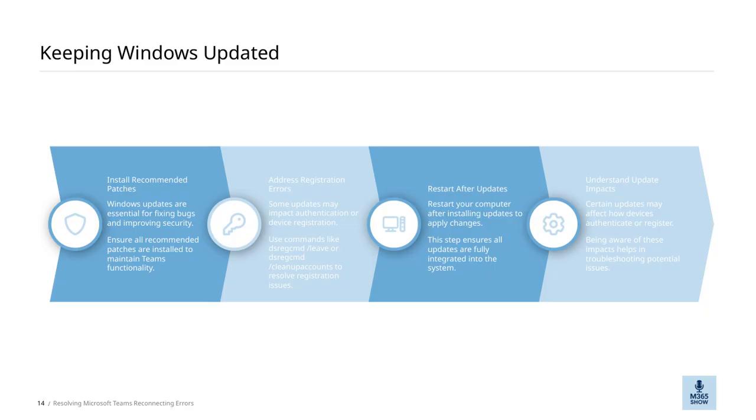Finally, remember that Windows updates are essential not only for fixing bugs, but also for improving security. To keep Teams running optimally, make sure all recommended patches are installed. Staying current with updates is a vital part of maintaining a reliable and secure environment for your collaboration tools.